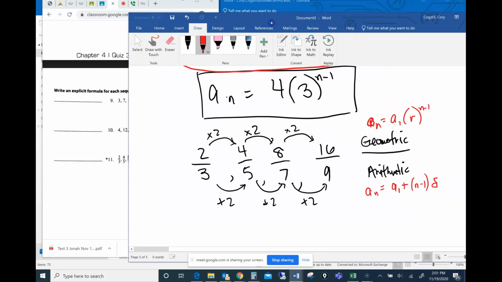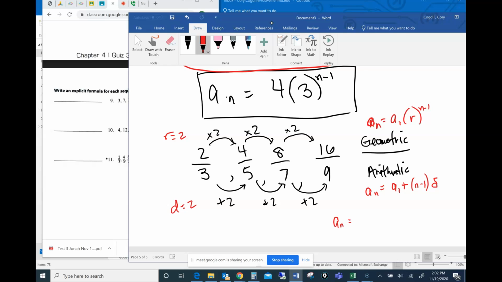Yep. Okay. Now, looking at these sequences, let's go to the top one. Do we know what r is? The common ratio. It's times 2, yeah. So yes, r is 2. And down here, d is 2.